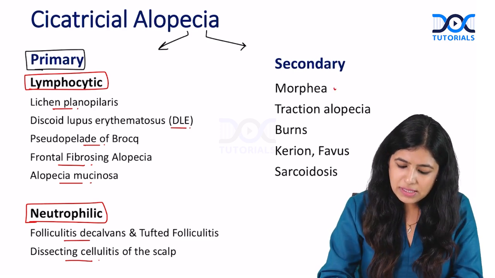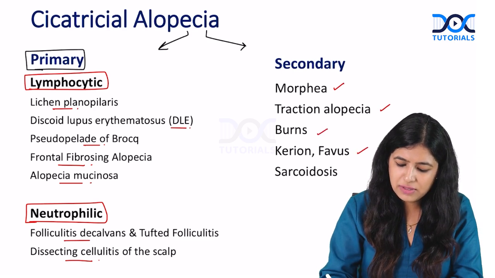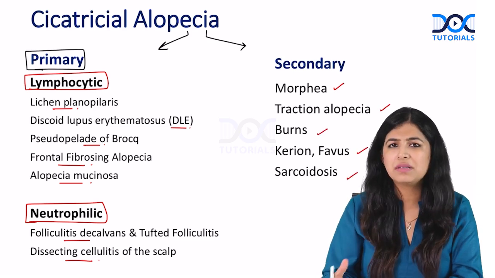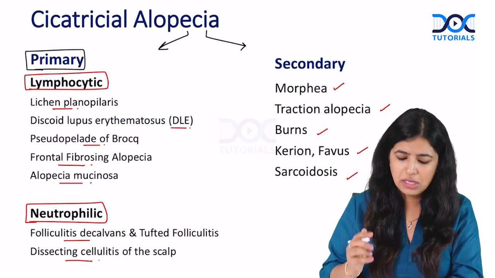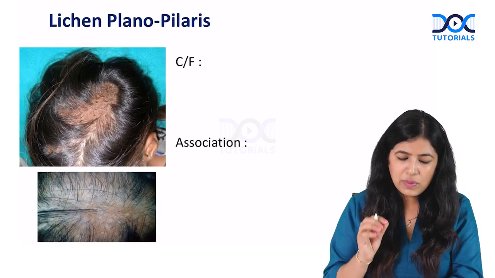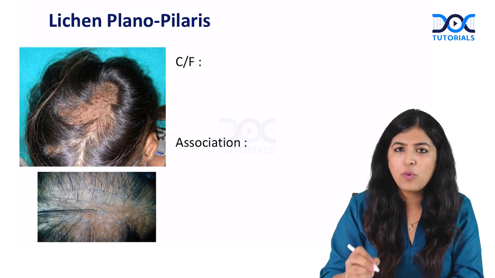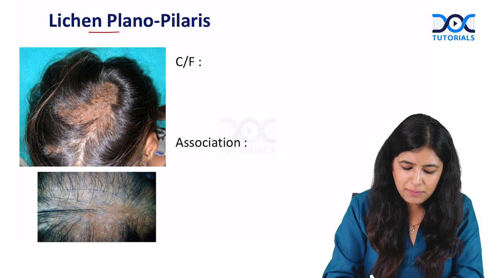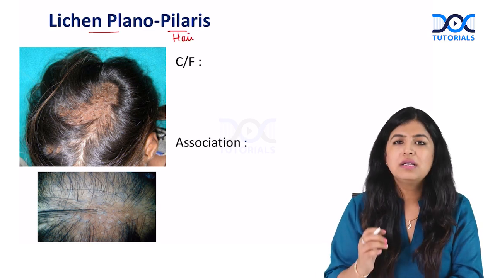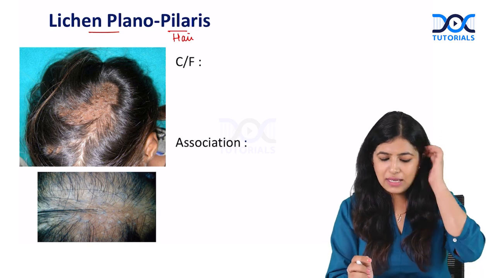Amongst the secondary causes, there is morphea, traction alopecia, burns, kerion, favus, sarcoidosis, multiple others, but these are the ones that you should know. Now, starting with the primary lymphocytic alopecia, that is lichen planopilaris. Here, lichen planus of the hair. Pilaris means hair, so this is lichen planus of the hair.